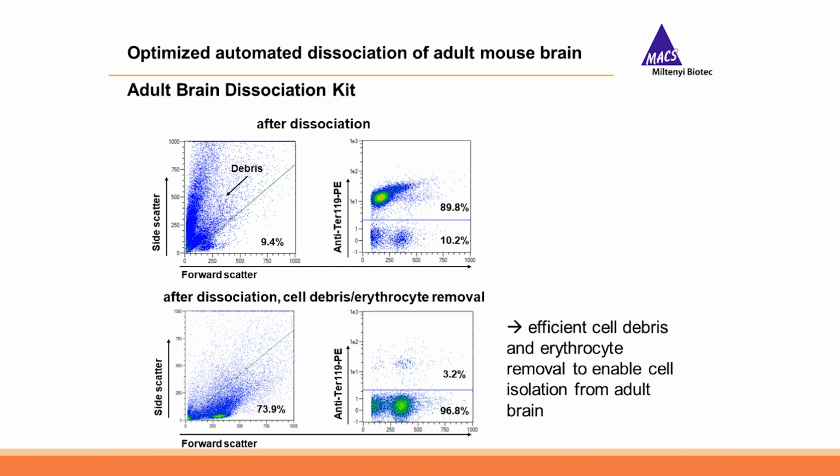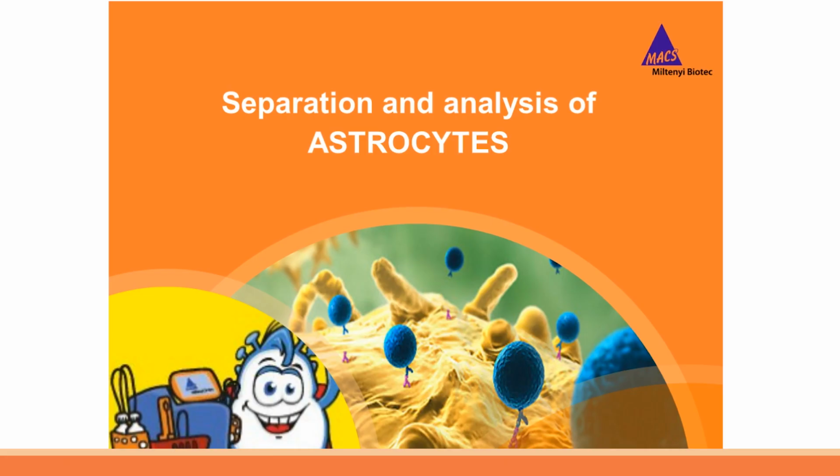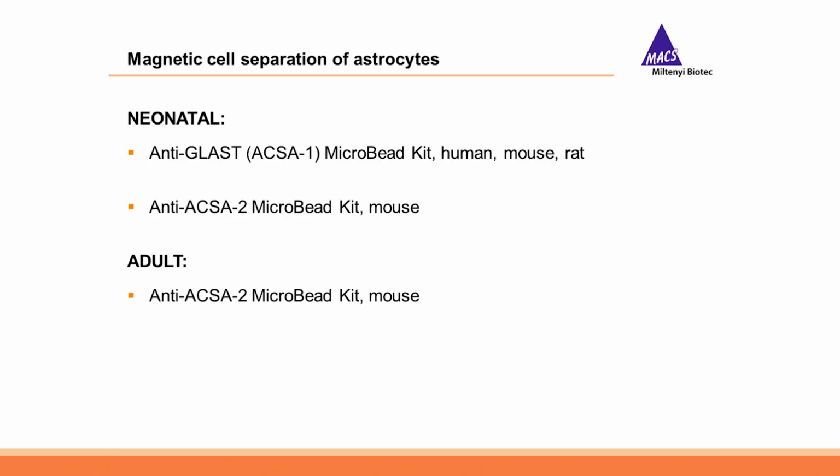So we now have a look at the separation and the analysis of the astrocytes. In case of the neonatal neural tissue, astrocytes can be either separated using the Anti-GLAST or the Anti-ACSA-2 MicroBead Kit. And in case of adult brain, the Anti-ACSA-2 MicroBead Kit is recommended. That's because the GLAST antigen is papain sensitive, and therefore the Anti-GLAST MicroBead Kit is not compatible with the Adult Brain Dissociation Kit.